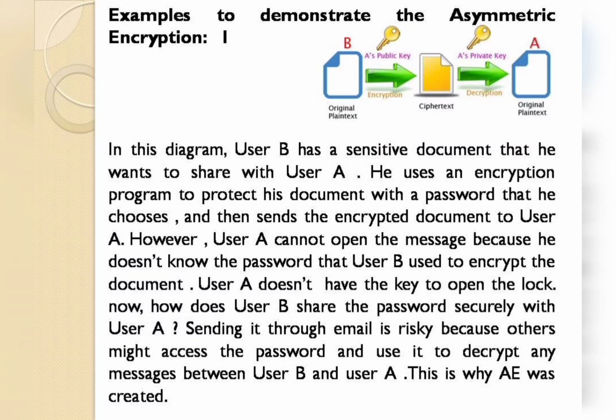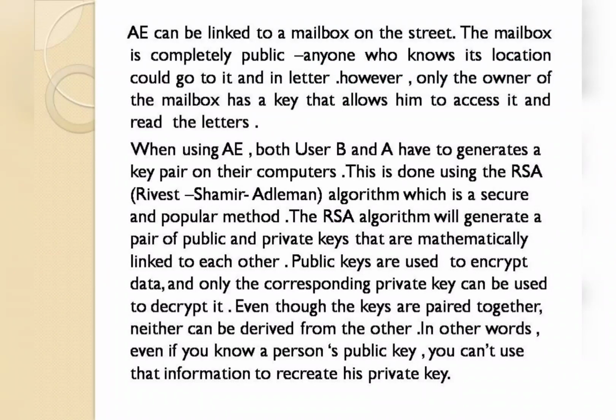Sending it through email is risky because others might access the password and use it to decrypt any message between user B and user A. This is why AE was created. AE can be likened to a mailbox on a street. The mailbox is completely public. Anyone who knows its location could go to it and drop in a letter. However, only the owner of the mailbox has a key that allows him to access it and read the letters.